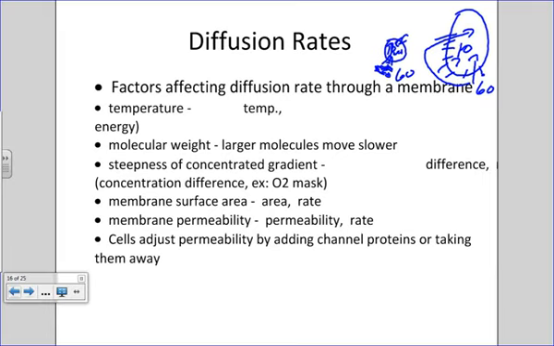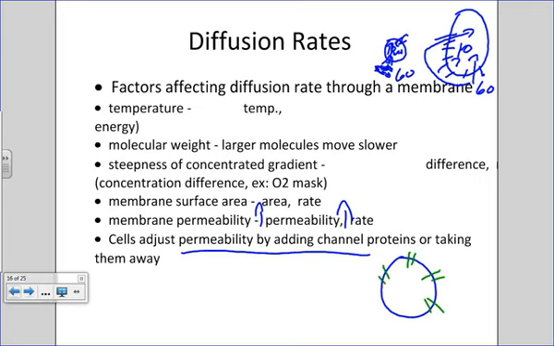Membrane permeability. Obviously, if we increase permeability, we increase the rate of diffusion. And as I mentioned before, cells increase their permeability by adjusting the amount of gates that they have. Let's say here's a cell, and this is a sodium gate. If this cell needs, for whatever reason, to make itself more permeable to sodium, it's going to produce more sodium gates. So the more gates, the more permeable, plain and simple.